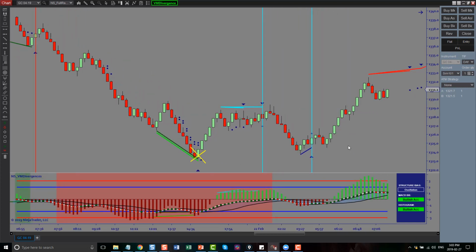Okay. So it says, is the entry on the close of the bar with the arrow? Absolutely. Absolutely, Joe. Yeah.